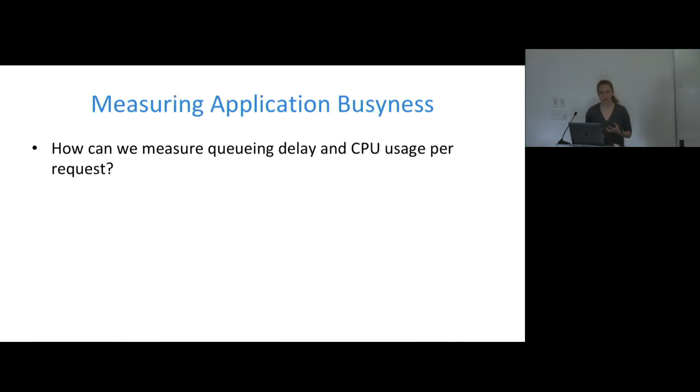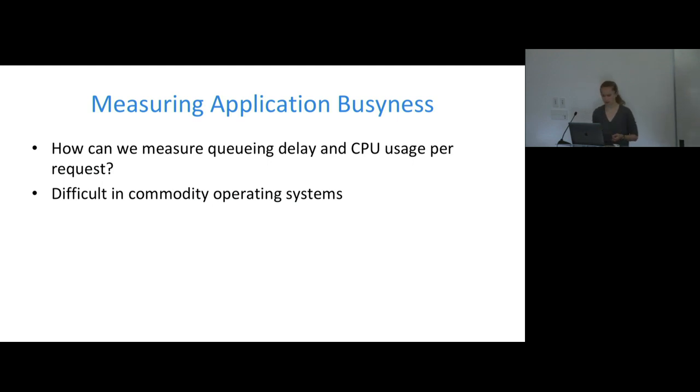Since Shenango has visibility into both, our next question here is how can we go about measuring application busyness? This is difficult to do in commodity operating systems today because there are many different places in the system where work can queue. For example, incoming packets can queue in socket buffers, threads can queue in run queues, and applications can also dequeue requests from the socket buffer and then queue requests internally. So it's difficult to determine how much queuing delay a request actually incurs in a commodity operating system.